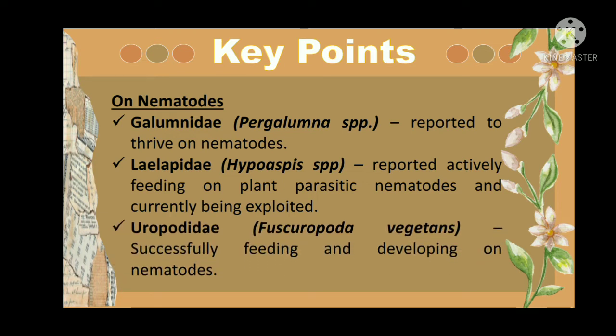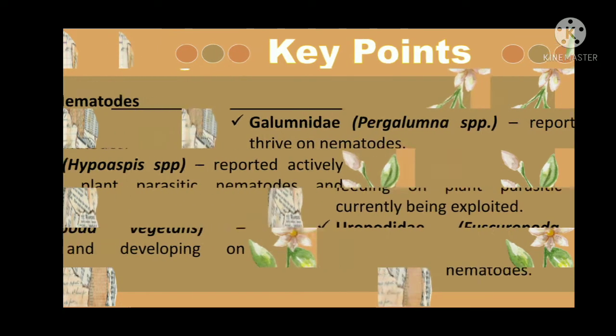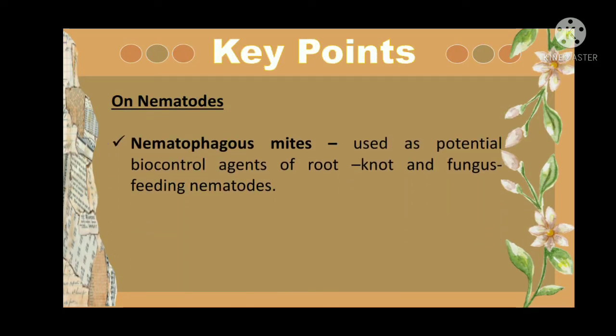Uropodidae. Fuscuropoda vegetans. Successfully feeding and developing on nematodes. Nematophagous mites. Used as potential biocontrol agents of root knot and fungus feeding nematodes.